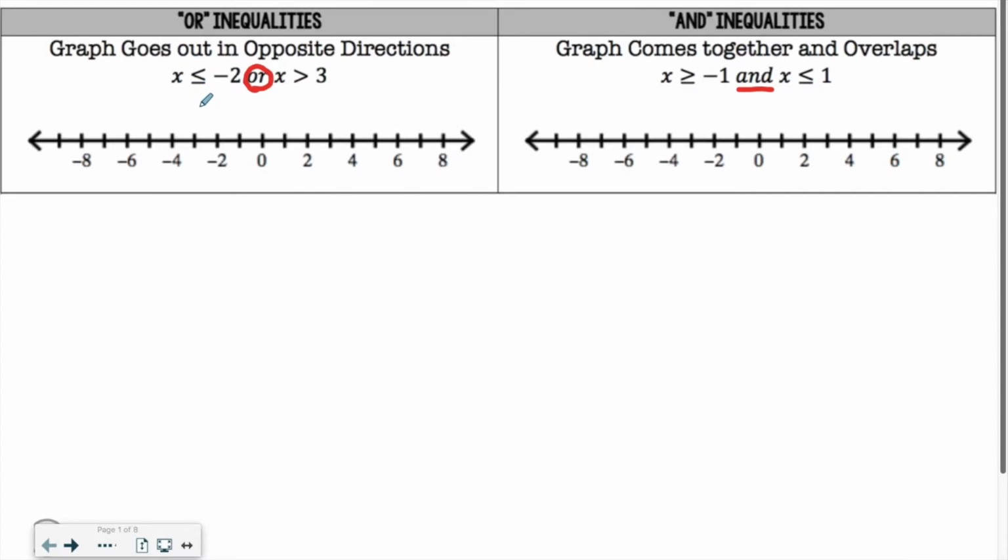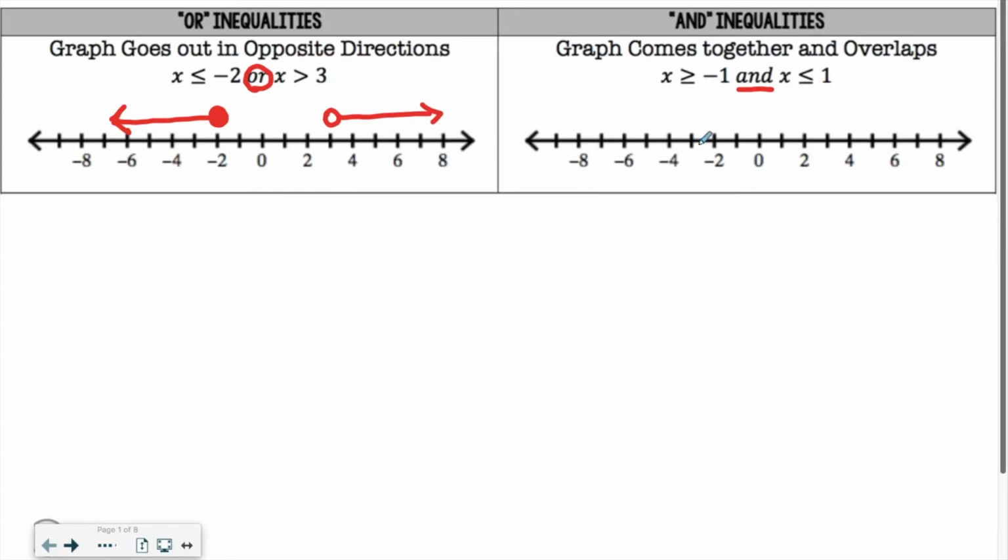So if x is greater than or equal to -2, we're going to have a circle above -2 and it's going to be filled in because it's equal to. And it says x is less than -2, so it's going to go to the left. Then you have x is greater than 3, so it's going to be an open circle this time because it's just a greater than sign. And it's shaded to the right because it's greater than. And that's all you do. So the arrows are pointing outwards.